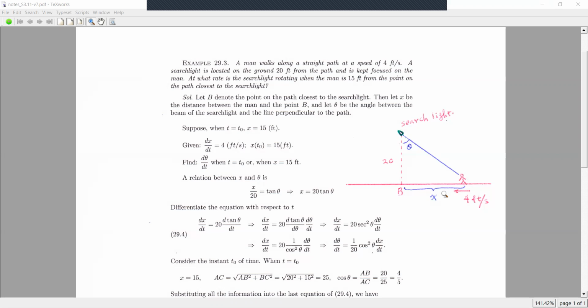Moreover, the walking speed of the man is 4 feet per second. This is the rate of change of the distance between the man and point B. That is the rate of change of variable x. So, the derivative of x is 4 feet per second.